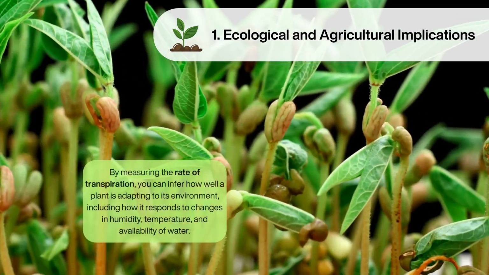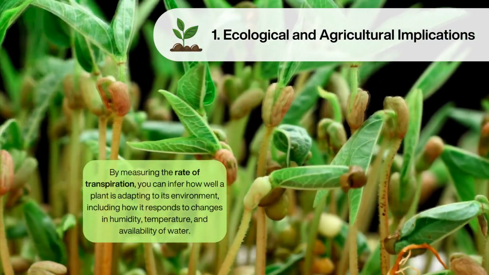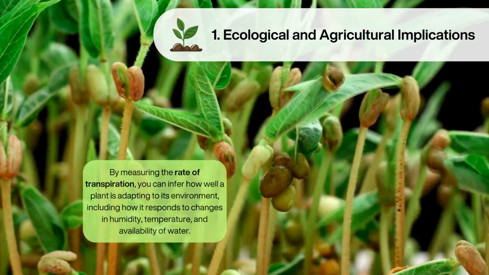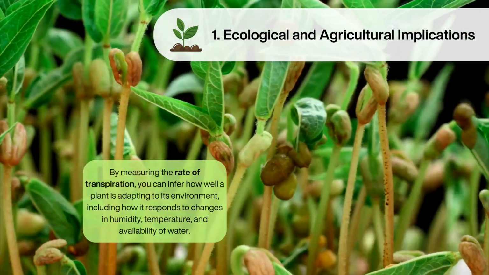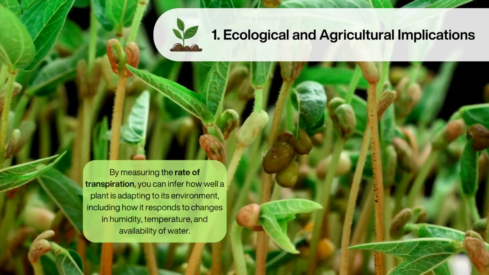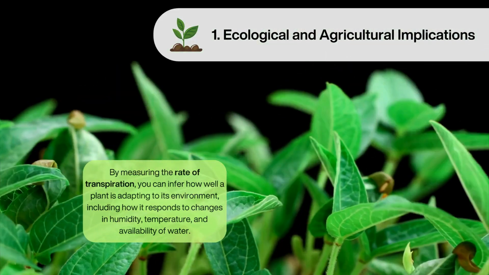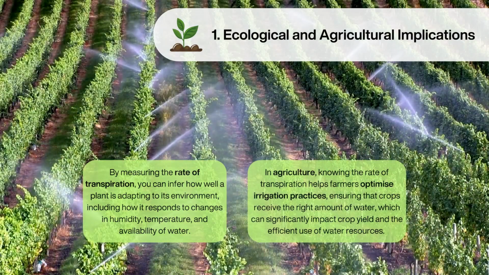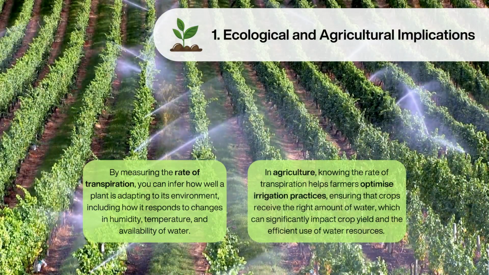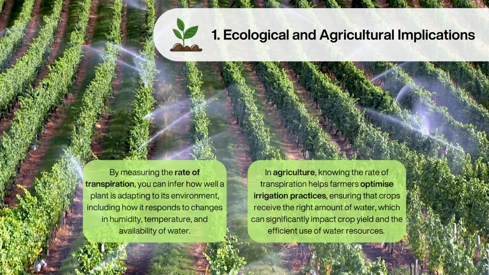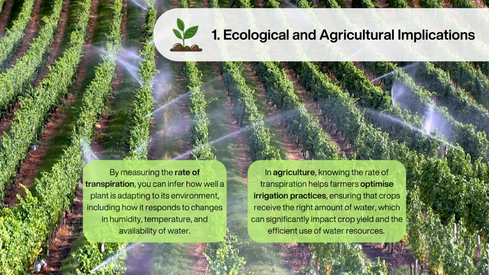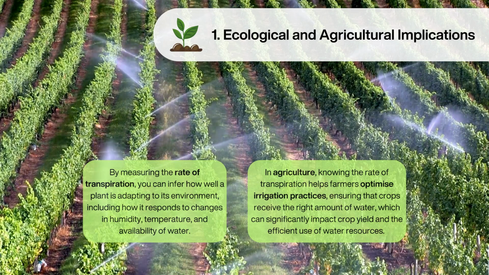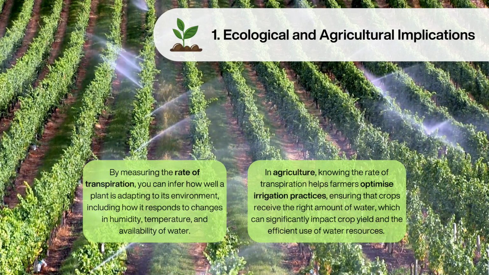By measuring the rate of transpiration, you can infer how well a plant is adapting to its environment, including how it responds to changes in humidity, temperature, and availability of water. In agriculture, knowing the rate of transpiration helps farmers optimize irrigation practices, ensuring that crops receive the right amount of water, which can significantly impact crop yield and the efficient use of water resources.